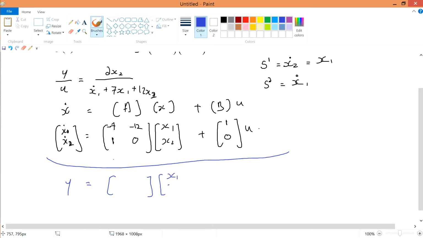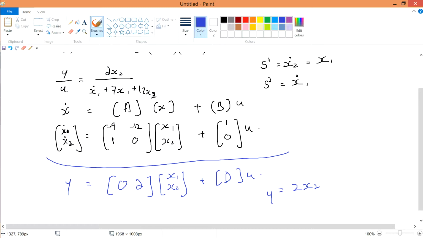Same thing, my x is your state system, plus Du. Okay, so this Cx plus Du is equal to the output. And your output only is what? 2x2. So therefore what we have is, maybe I should write it over here, y is equal to 2x2. So 2 times x2 is simply 2 times x2. There is no x1, so therefore it's just simply 0.